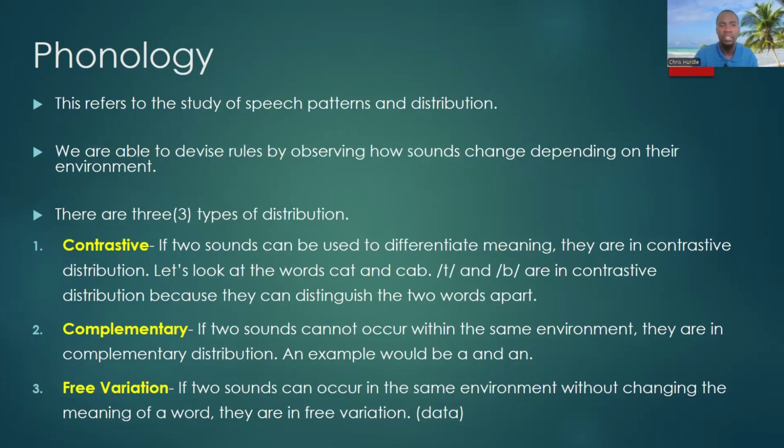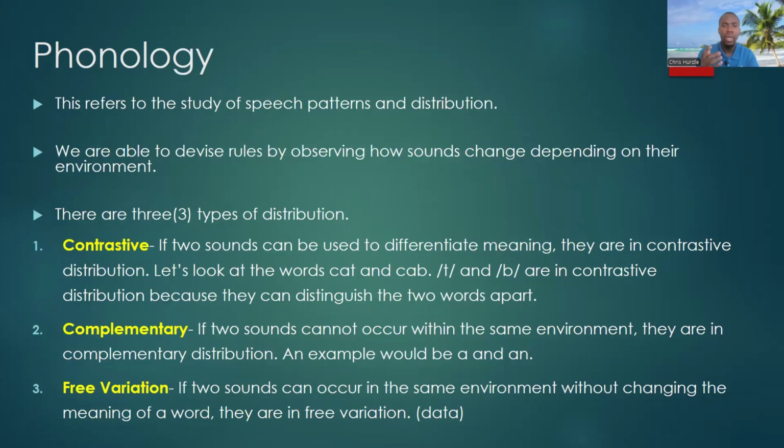Two, complementary distribution. If two sounds cannot occur within the same environment, they are in complementary distribution. When it comes to complementary distribution, this is where we get phonological processes and predictable changes. This is also where we get allophones. An allophone is a variant of a phoneme. A phoneme is a sound that is not really restricted, but an allophone is a variation of that phoneme that can only occur within a certain environment, right?